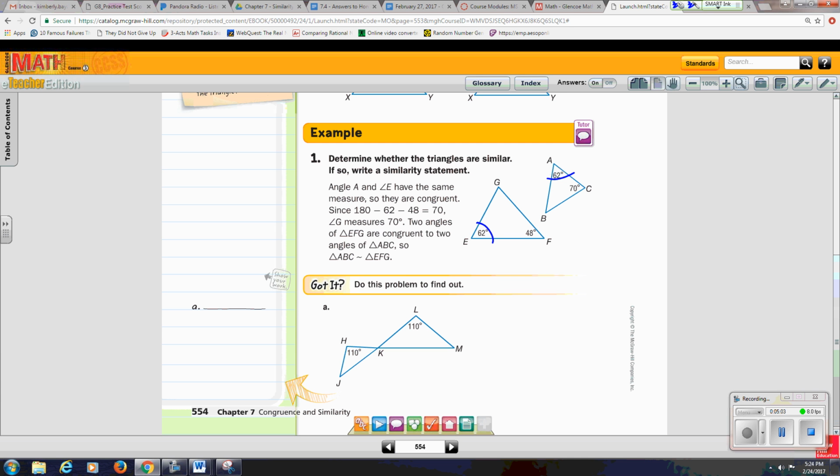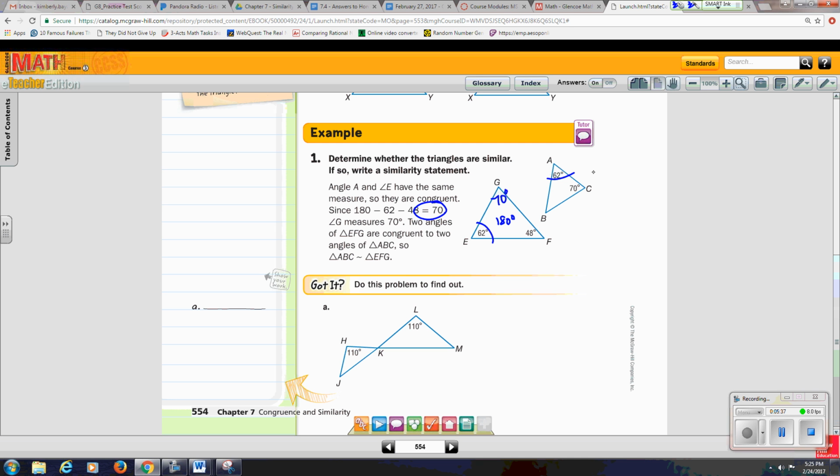So what they've done here, angle A and E have the same measure. We already said that, they're congruent. And since 180 minus 62, so we're taking the total triangle degrees of 180, and we're subtracting the two angles we know and finding out what's left over for angle G. So if we do 180, take away the 62 the angle E takes up, take away the 48 the angle F takes up, it says we're left with 70 degrees. So angle G is 70 degrees, which does match angle C.